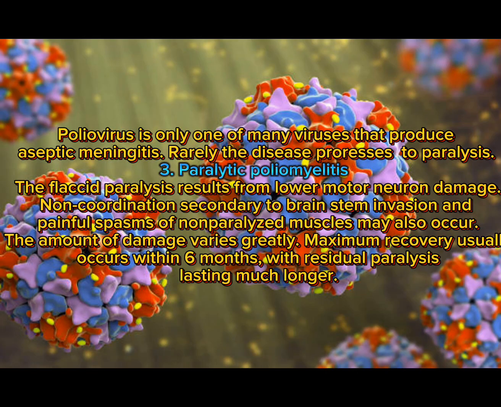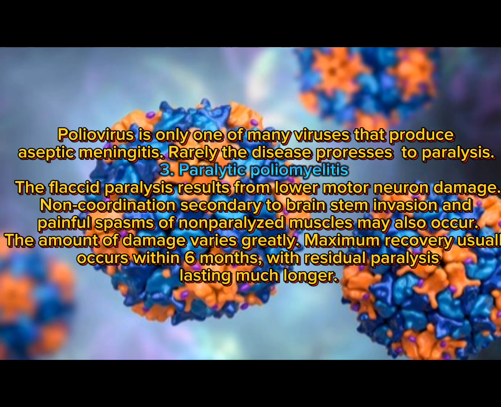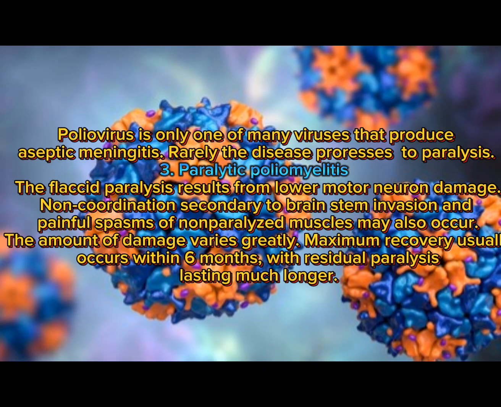3. Paralytic poliomyelitis. The flaccid paralysis results from lower motor neuron damage, non-coordination secondary to brainstem invasion, and painful spasms of non-paralyzed muscles may also occur. The amount of damage varies greatly. Maximum recovery usually occurs within 6 months, with residual paralysis lasting much longer.